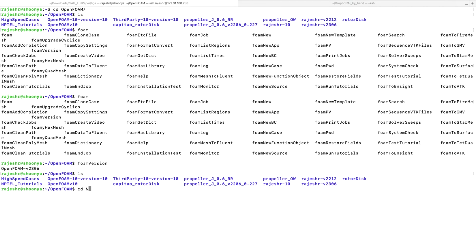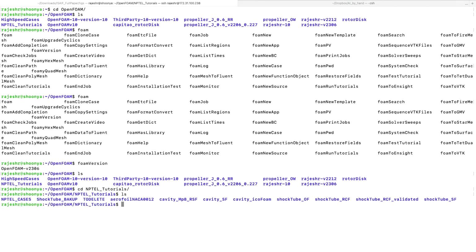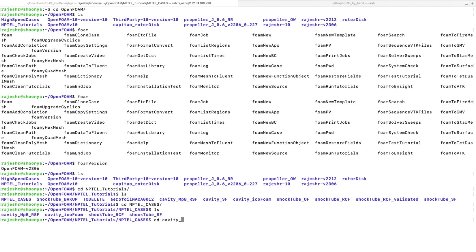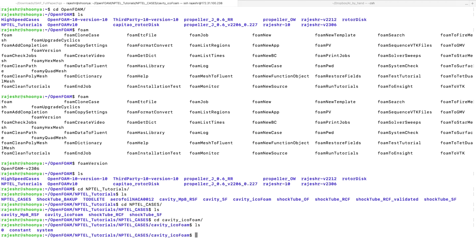Now I have made already some cases in NPTEL tutorials, and I am going to use these cases. Let us say I am going to solve this incompressible flow problem, the cavity problem, using icoFoam. As the name suggests, icoFoam is an incompressible flow solver.